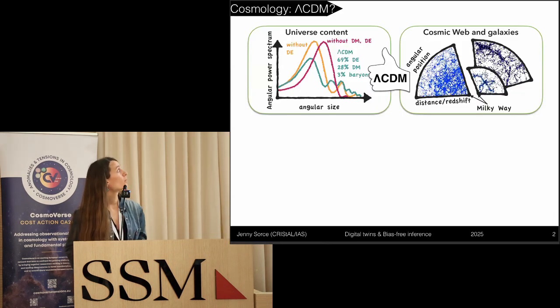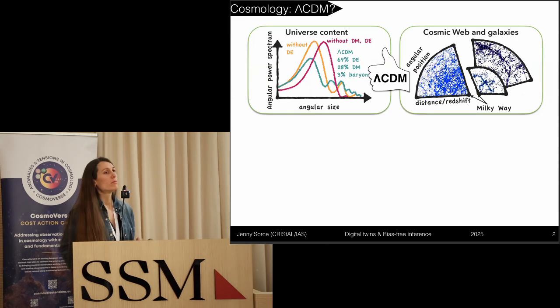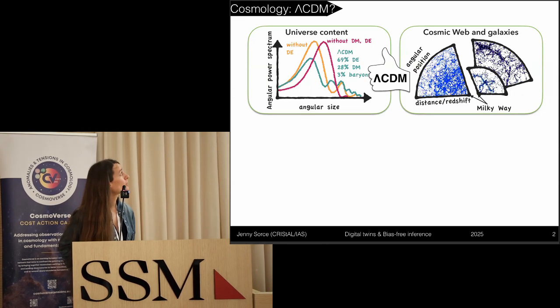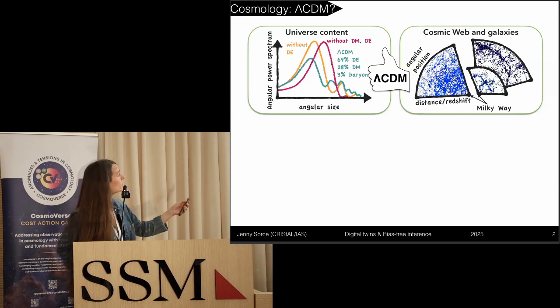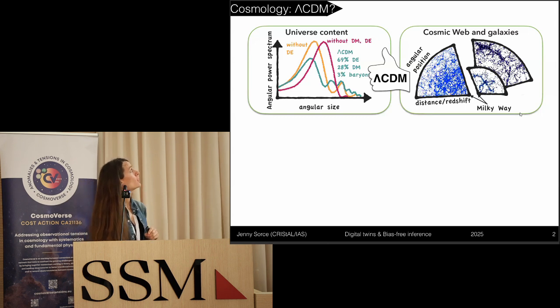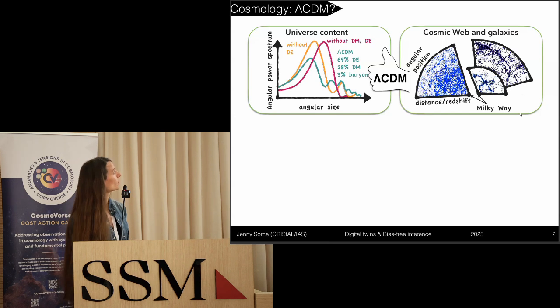So first of all, why are we all here? We know that lambda CDM works quite well overall, on the large scale. For example, if you look at the angular power spectrum as a function of the angular size, you can see that if you don't have dark energy, dark matter, and baryons, like in green, you're not going to find the baryonic oscillations. And the second thing, you can see that if you use lambda CDM, you are able to recover the cosmic web with filaments, its nodes, and voids, as we can see in the distribution of galaxies.